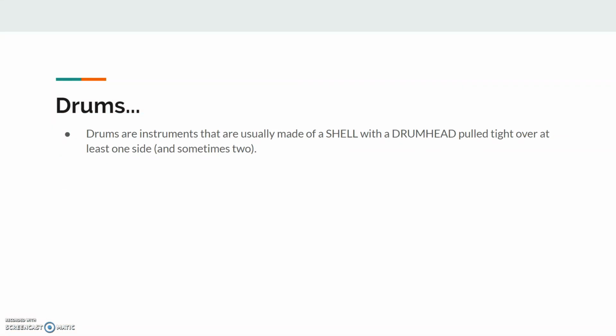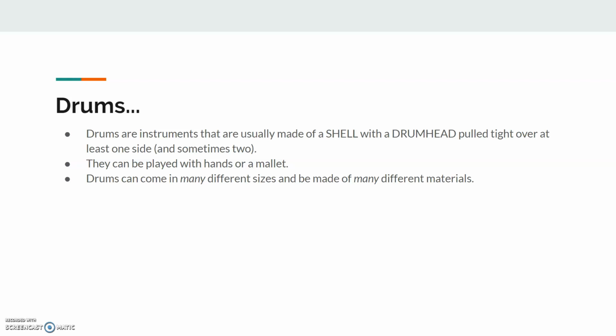Drums are instruments that are usually made of some kind of shell with a drum head pulled tight over at least one side. And sometimes those drum heads can go over both sides. The shell can be made of different things, wood, metal, or whatever. They can be played with hands or a mallet or stick. Drums can come in many different sizes and be made of many different materials. The different sizes and the different materials can all change how the drum sounds.